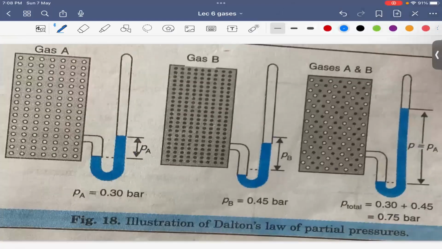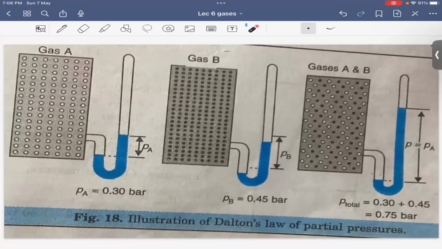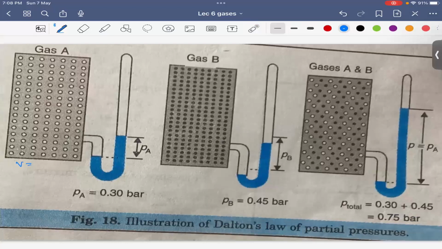To demonstrate the law, let us consider three vessels, each of 1 liter capacity, so each volume is 1 liter. Let the first vessel contain gas A, the second consist of gas B, and the third consist of a mixture of gas A and B. Gas A is at a pressure of 0.30 bar, and pure gas B is at a pressure of 0.45 bar.